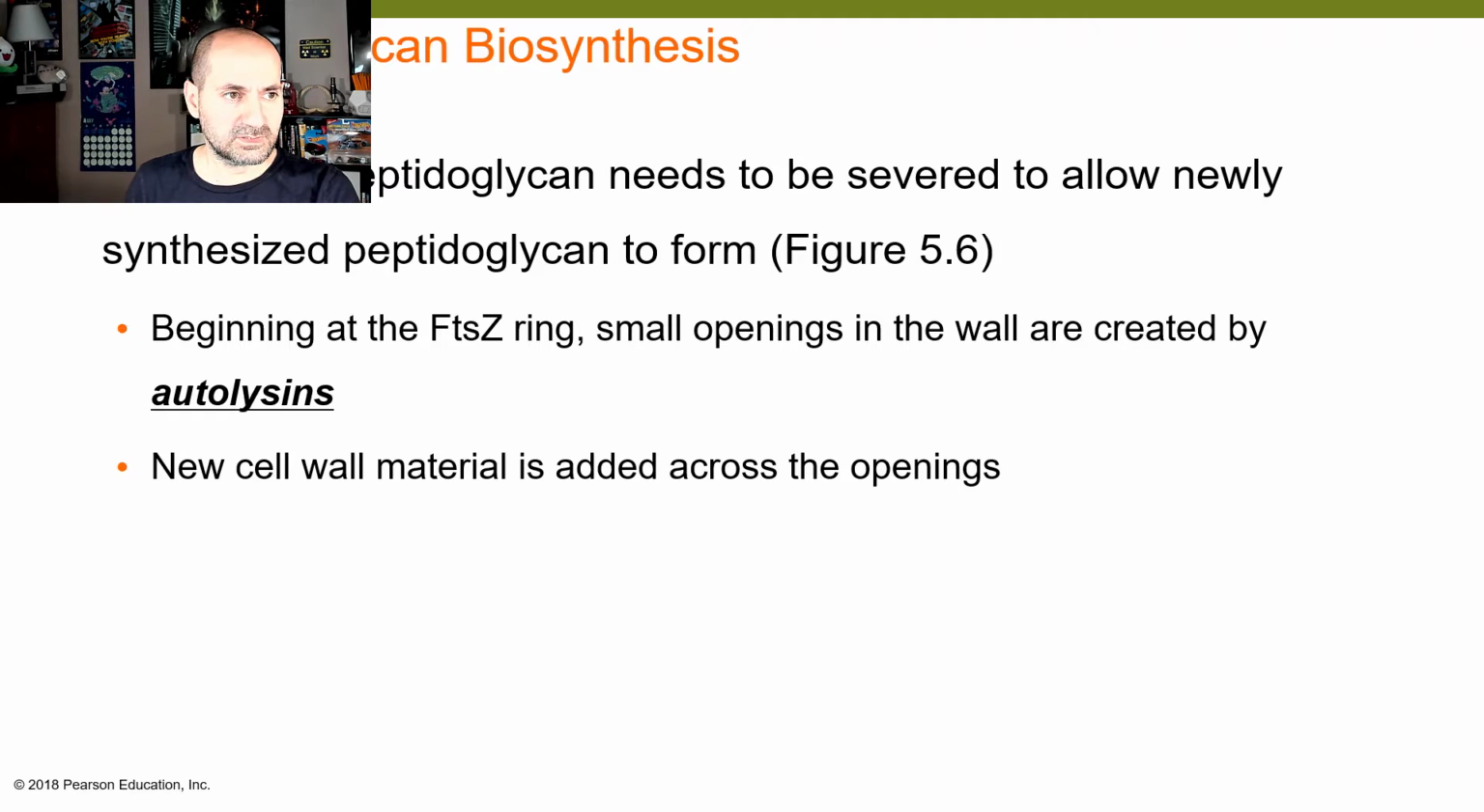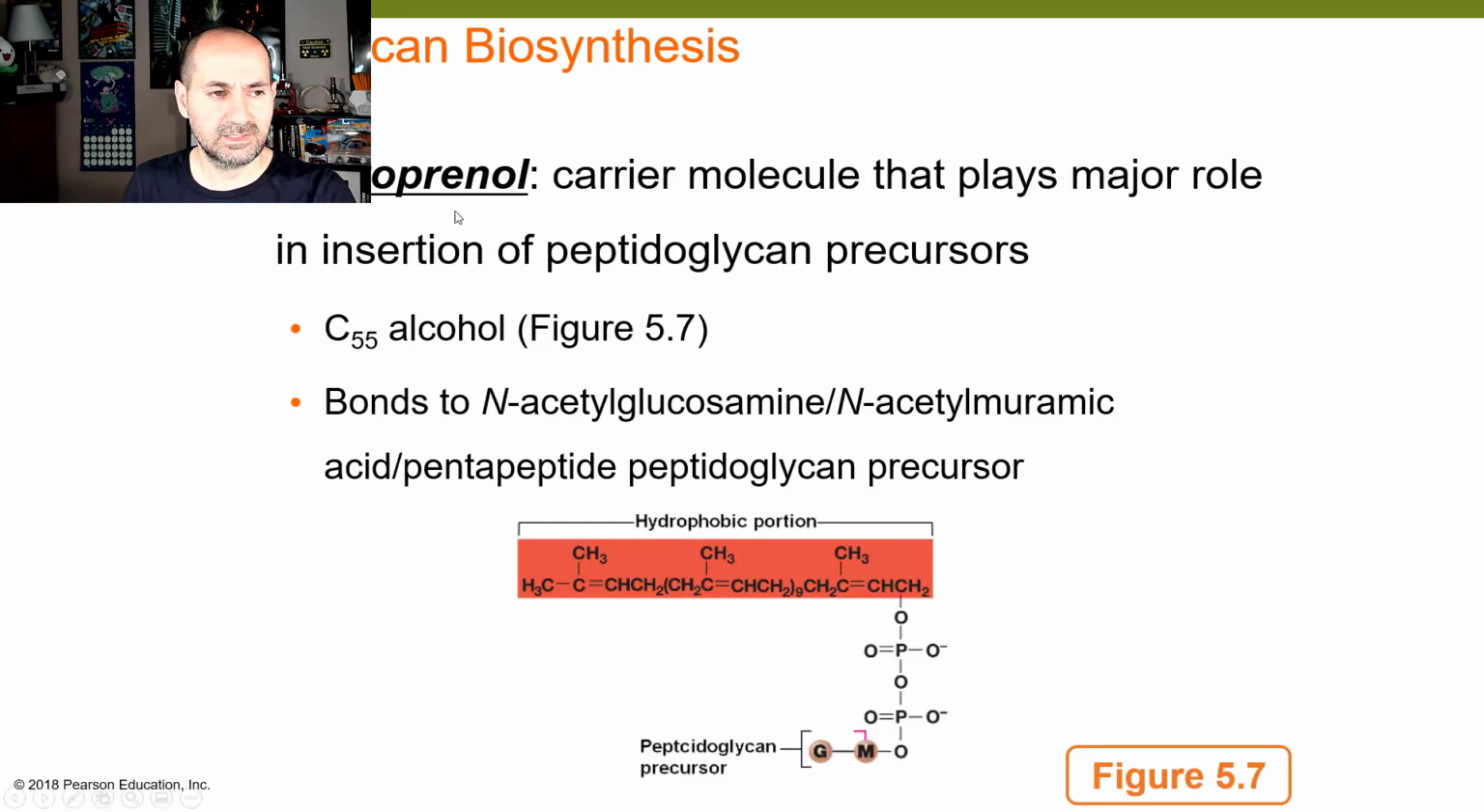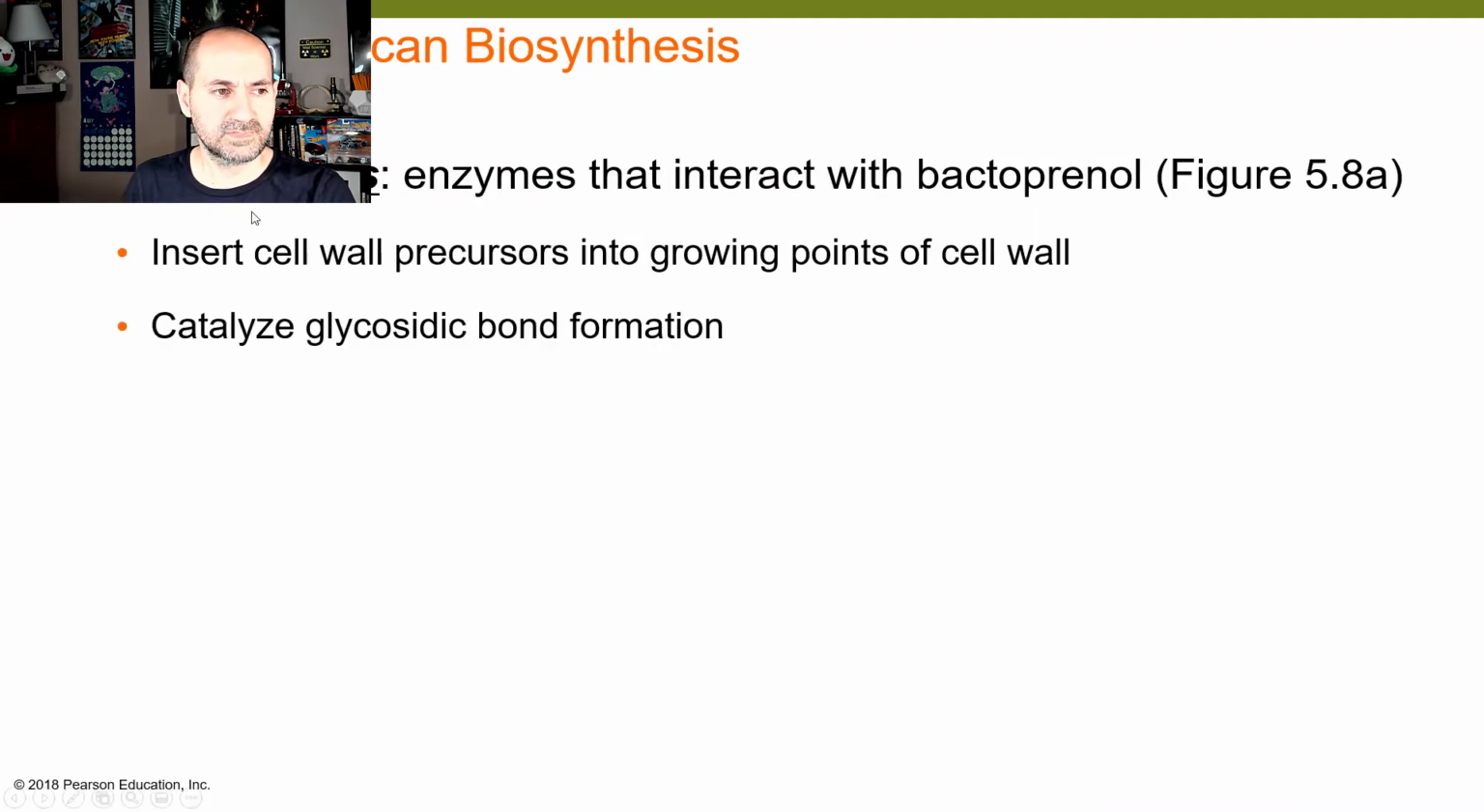Next, peptidoglycan biosynthesis. You should know the steps to peptidoglycan biosynthesis. You have autolysins that lyse the existing cell wall, the existing peptidoglycan. Then you have bactoprenol, which brings new NAG and NAM subunits to the cell wall. And then you have glycosylases, which add those new subunits. They make the glycosidic bonds between those subunits, introducing new subunits to the cell wall.